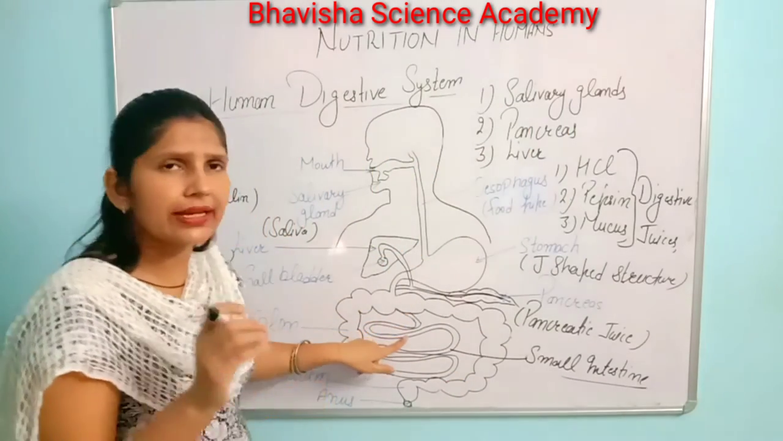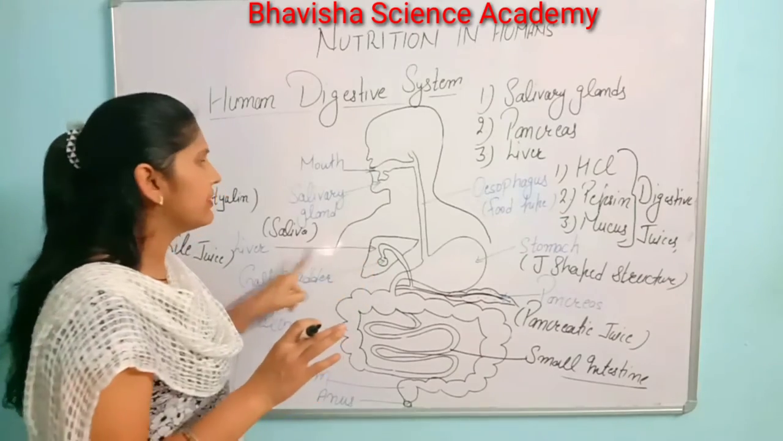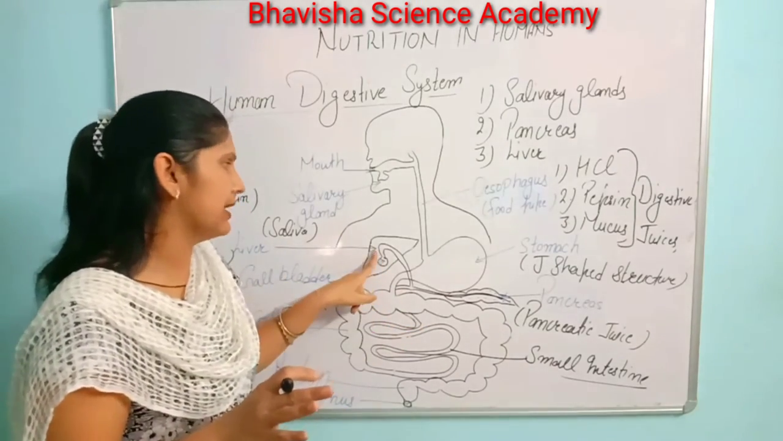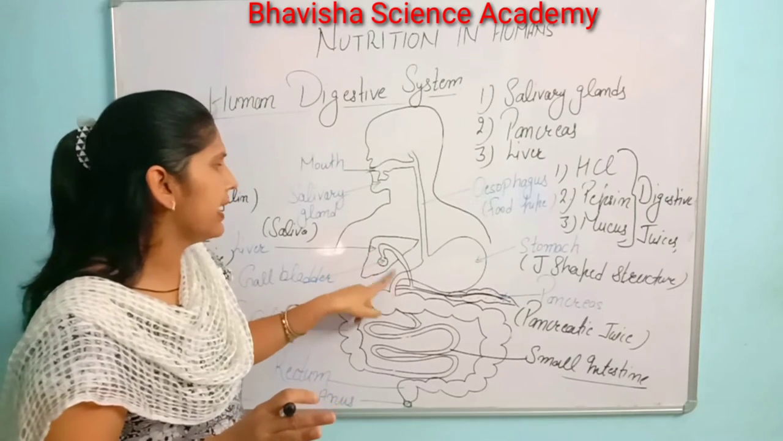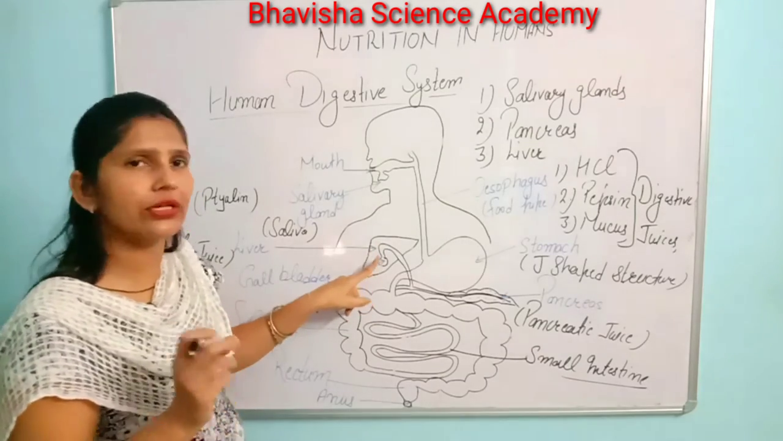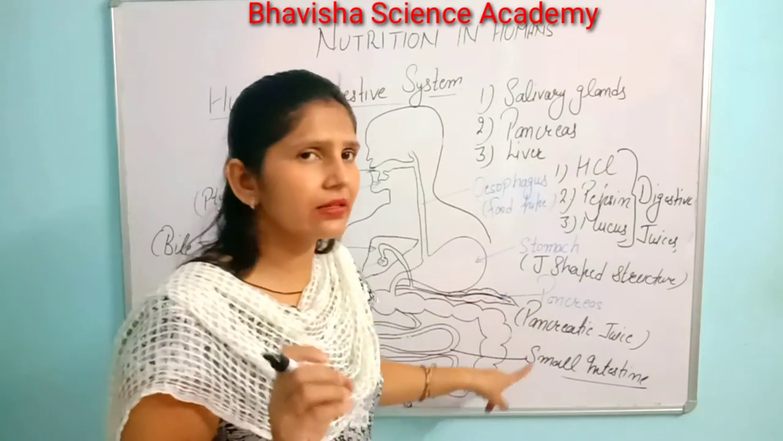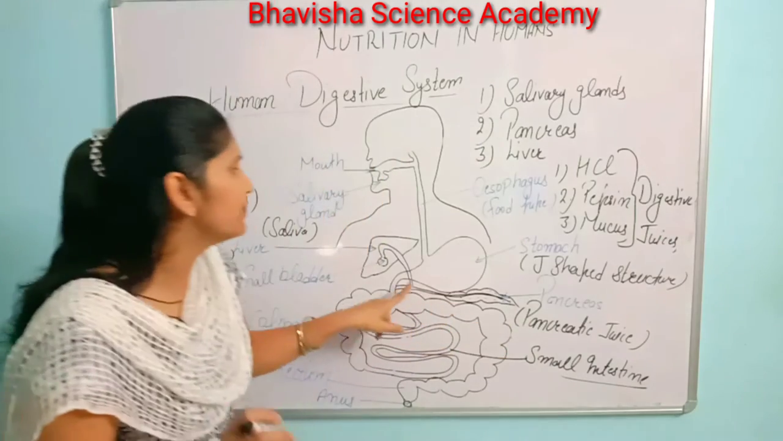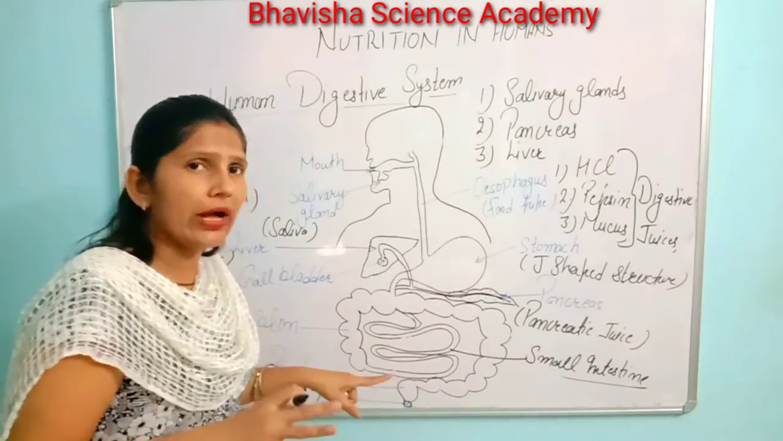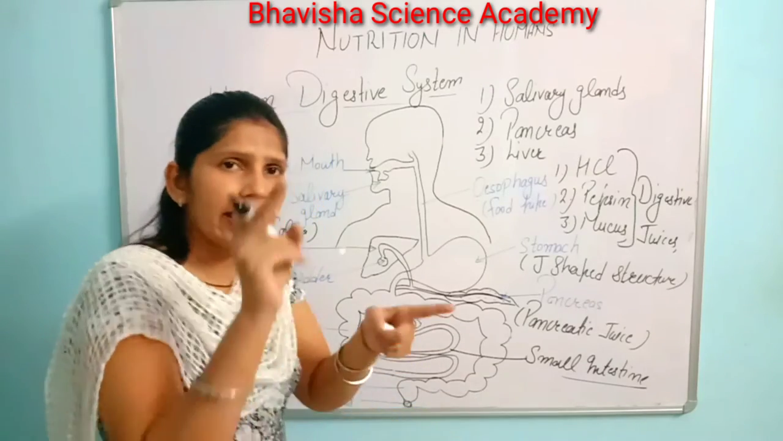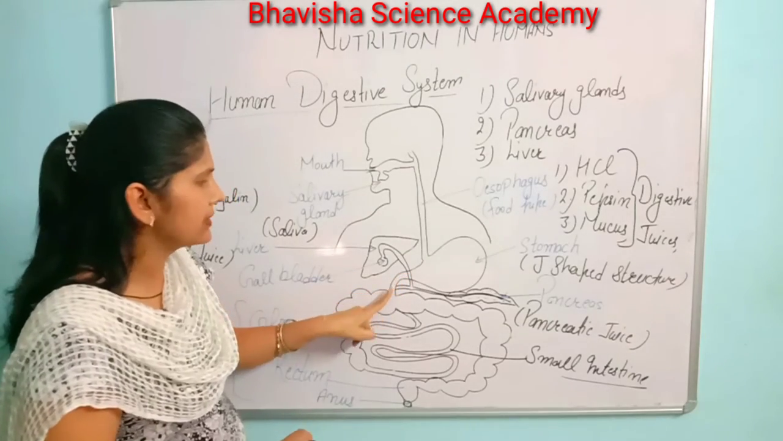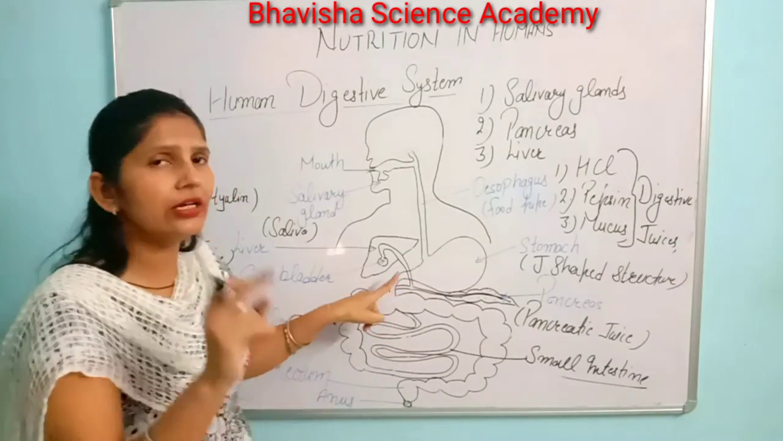Whenever food requires bile juice, the liver secretes the bile juice, and it is temporarily stored in the gallbladder. The pancreas secretes the pancreatic juice, and it is also temporarily stored. Whenever food requires complete digestion, at that moment, bile juice and pancreatic juice pass into the small intestine through the duodenum.